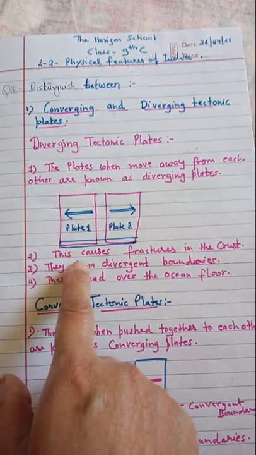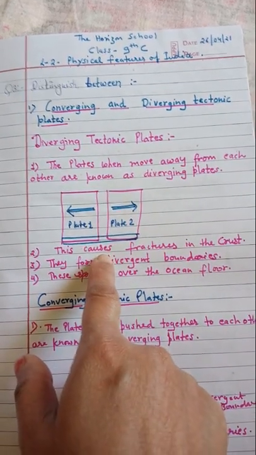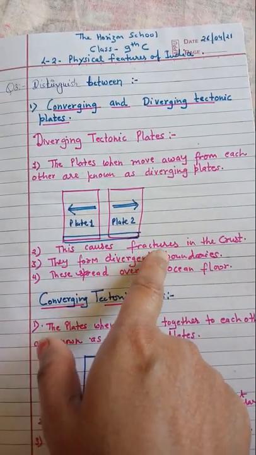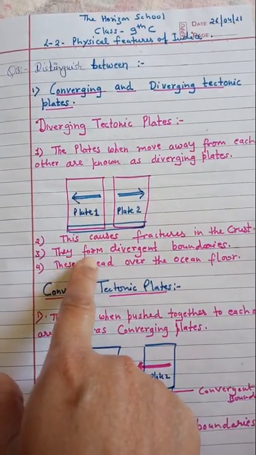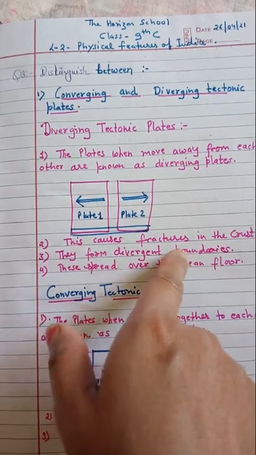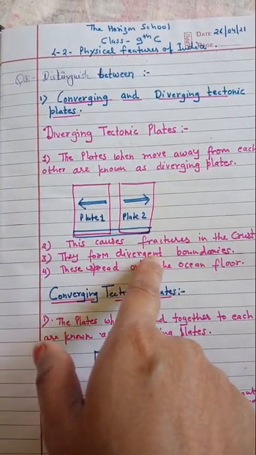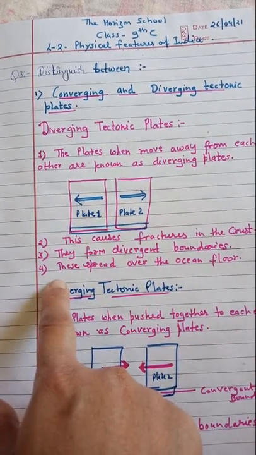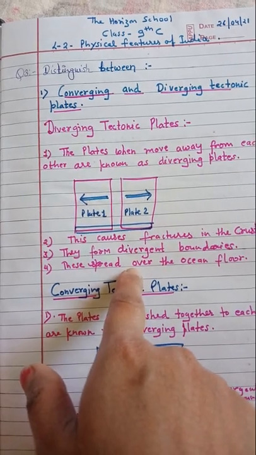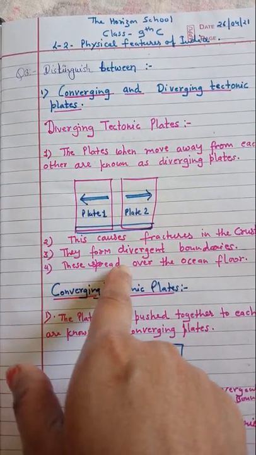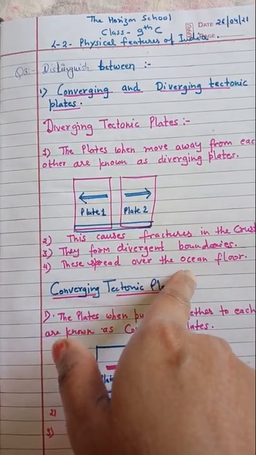Second, this causes fractures in the crust of the earth. Third, they form a divergent boundary. Obviously, diverging tectonic plates form divergent boundaries. Fourth, these plates spread over the ocean floor.